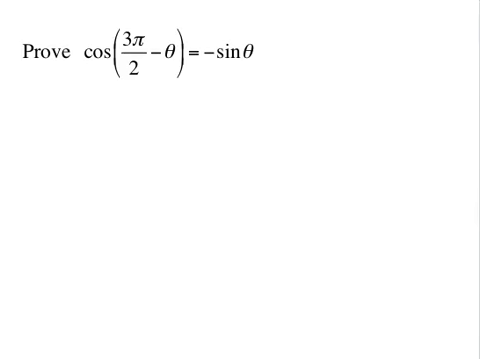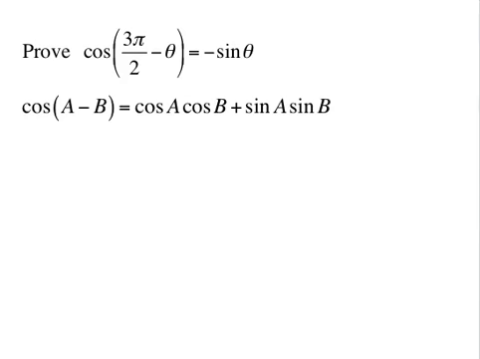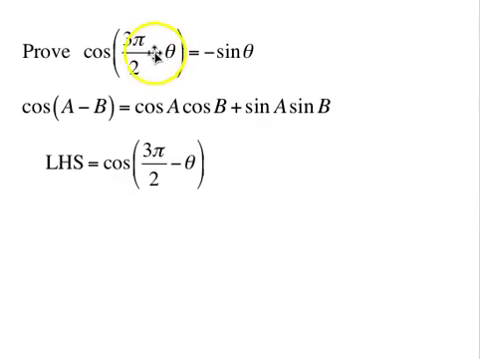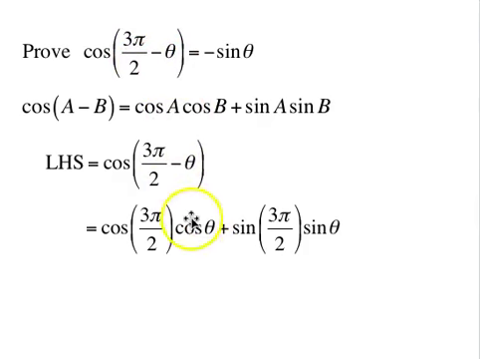Next, we want cosine of 3 pi over 2 minus theta equals negative sine theta. And of course, we need to have a rule to help us do this. Cos A minus B is cos A cos B plus sine A sine B. So A will be 3 pi over 2 and B will be theta. So the left-hand side again, cos 3 pi over 2 minus theta, cos 3 pi over 2 cos theta plus sine 3 pi over 2 sine theta.